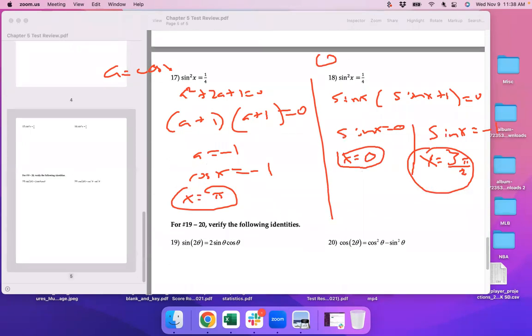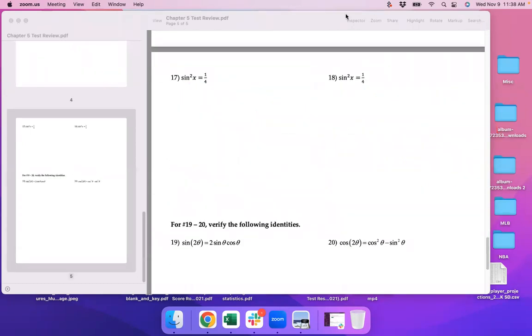17, 18. So you're going to square root both sides. We got to put plus or minus, so plus or minus 1/2. So that's going to happen in 4 places. I know sine is 1/2 in the first and second quadrants, and then -1/2 in the third and fourth. So that's going to be at pi over 6, 5 pi over 6, 7 pi over 6, and 11 pi over 6. So we'll have just unit circle, an extension of unit circle.